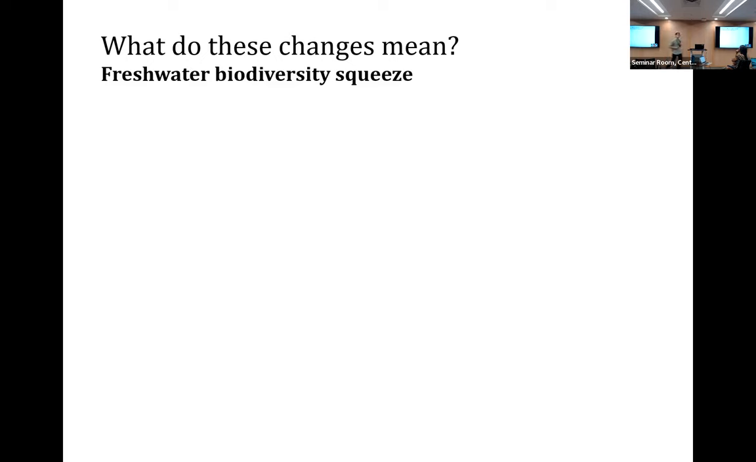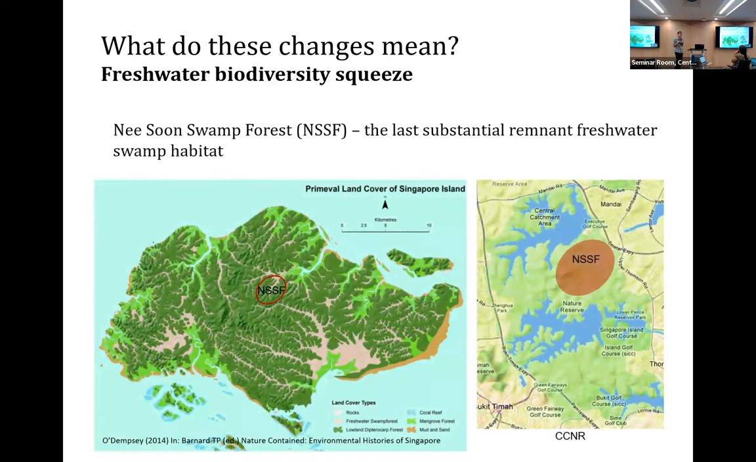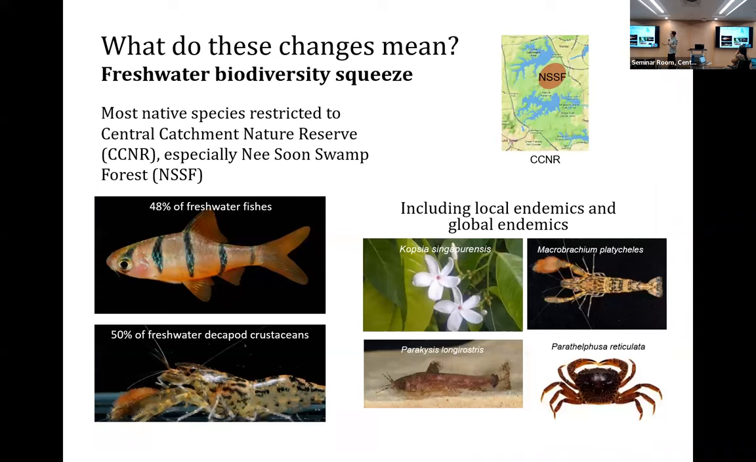So what do these changes mean exactly? What does all this mean? What this means actually is that there is a freshwater biodiversity squeeze, at least for our native species. Our native species all squeeze into small little areas, firstly the Central Catchment Nature Reserve, right? But even within the Central Catchment Nature Reserve, they are even more squeezed into one particular corner called the Nee Soon Swamp Forest, which is the last freshwater swamp forest we have, right? That freshwater swamp forest is very, very important for us.